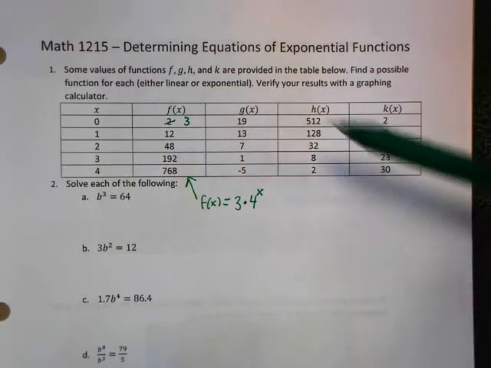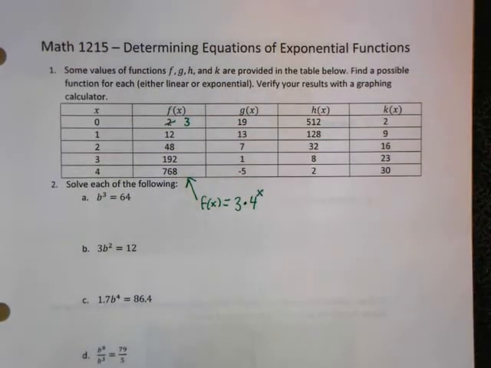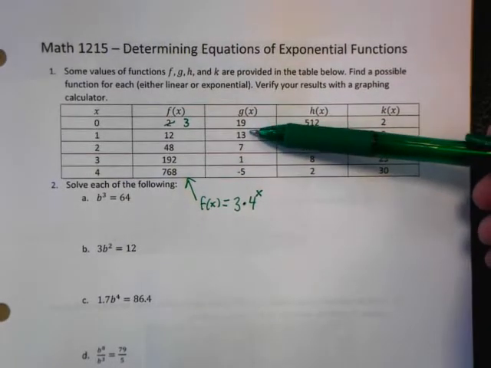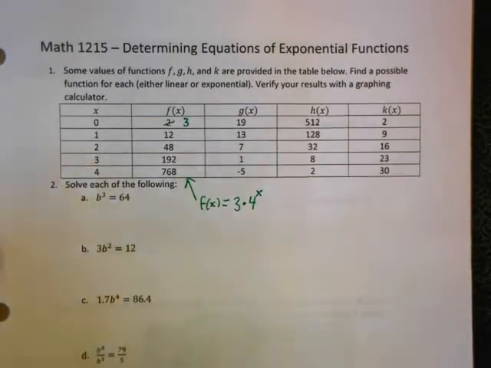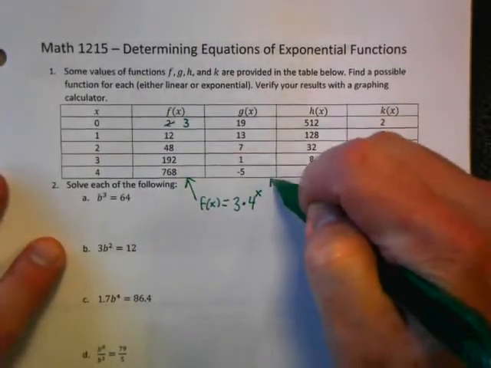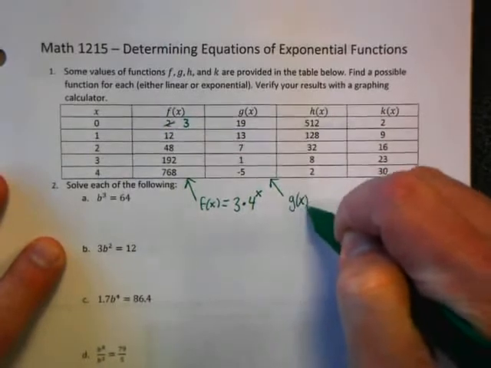G. Exponential or linear? Linear. Why linear? How about adding -6 each time? It goes from 19 to 13, it dropped by 6. 13 to 7, dropped by 6. Dropped by 6, dropped by 6. So G is linear. What's the equation for G?